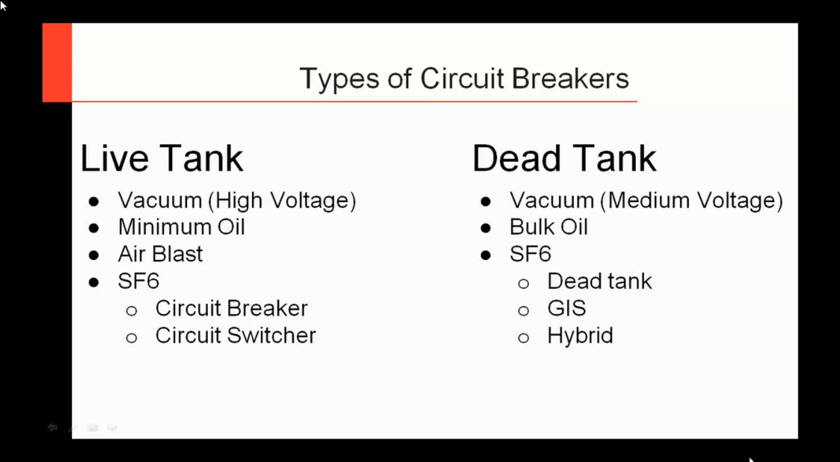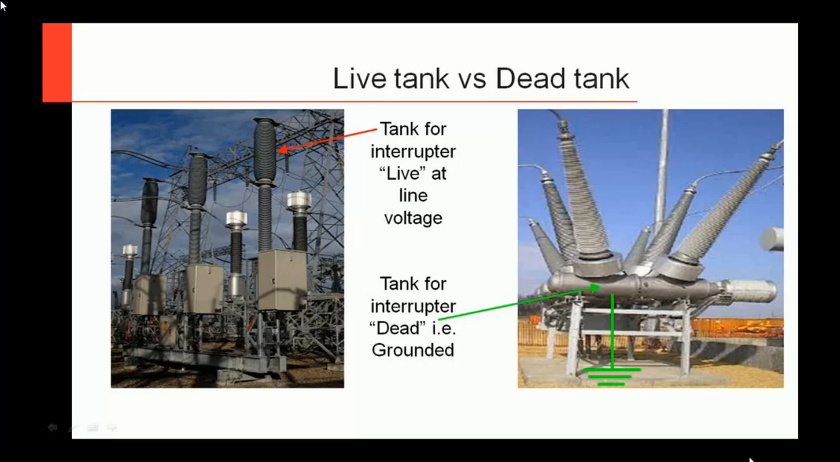So what do I mean by live tank and dead tank? Live tank circuit breakers means that the actual interrupter, the tank housing the interrupter, is at line voltage. You'll see up here that the interrupter is inside here, and you've got high voltage on both sides. During operation, this tank is at line voltage. Dead tank, on the other hand, is where the interrupter is in a tank that's grounded during service. I don't recommend just hanging around circuit breakers while they're in service, but you can theoretically come up, touch this ground, and you're perfectly safe.